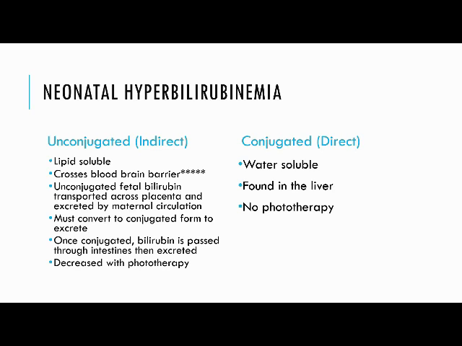Unconjugated fetal bilirubin is transported across the placenta and excreted by the maternal circulation. I think this is good to mention because while in utero, bilirubin is never really a problem. There are some situations where you have a lot of hemolysis going on, and so the baby's bilirubin level is high, but the mom does such a good job, and unconjugated bilirubin readily transports across the placenta. So the mom's liver can do the majority of the work to conjugate and then excrete the bilirubin, no matter what kind of hemolysis rate you have going on in your baby.